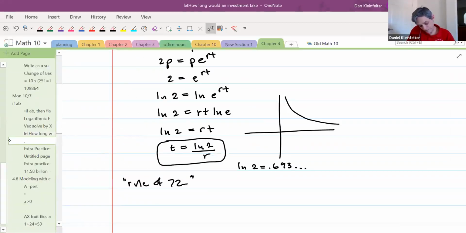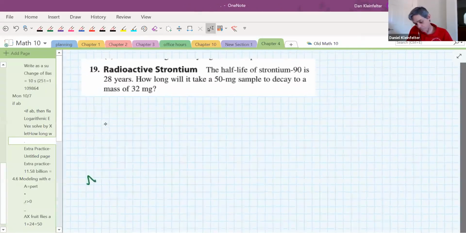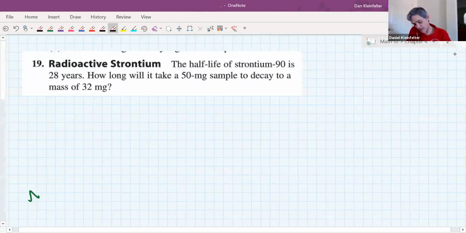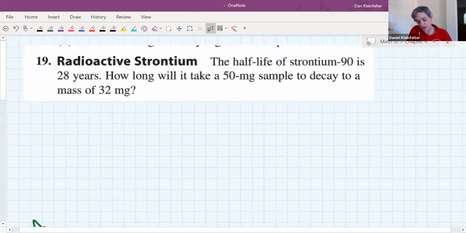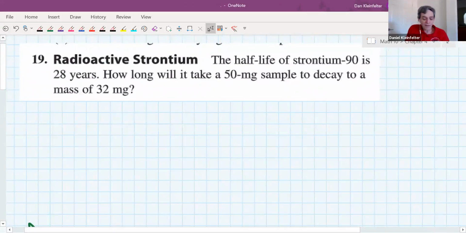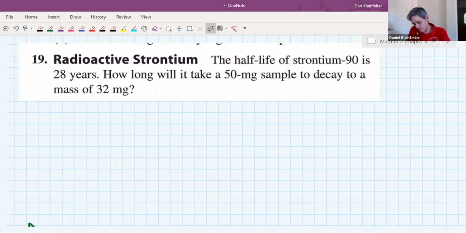Okay. All right, last example. So here it says the half-life of strontium-90, that's some radioactive stuff, is 28 years. We want to know how long it'll take a 50 milligram sample to decay to a mass of 32 milligrams. So that sounds kind of complicated. I'll take a few minutes to read that over and see about how you might set that up, and then we'll work through it together.